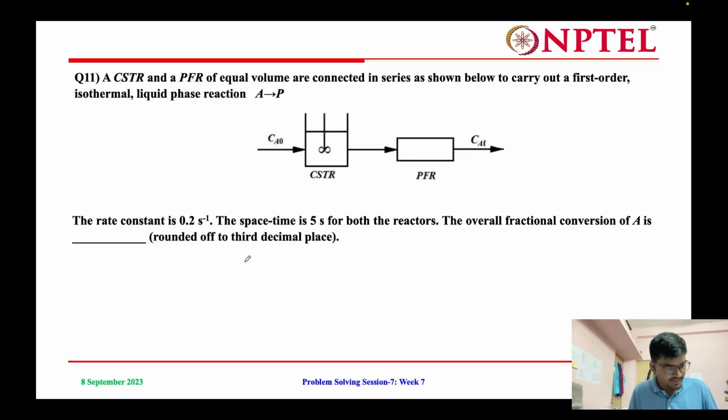So here is the first order reaction. The volume is the same, so V CSTR equal to V PFR, and space time tau CSTR equal to tau PFR equal to 5 seconds.